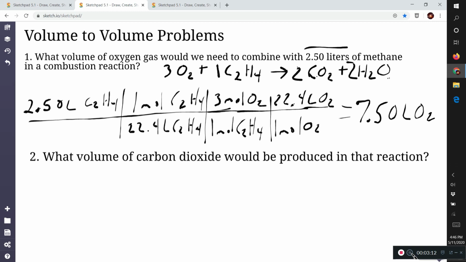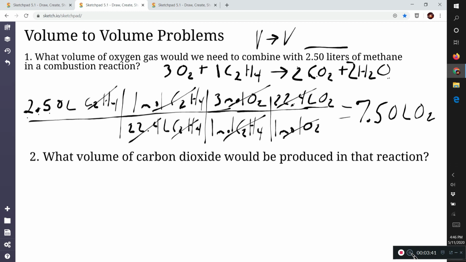Some of you might notice that 2.5 times 3 is 7.5. It's because when you're doing a volume-to-volume problem, remember, this only works from volume to volume, you can cancel the 22.4 on top and the 22.4 on bottom, just like we cancel our units when we typically do this type of method. Those will cancel. So really all you have to do is take the volume of the gas you know times the appropriate ratio. And that's a shortcut you could use.